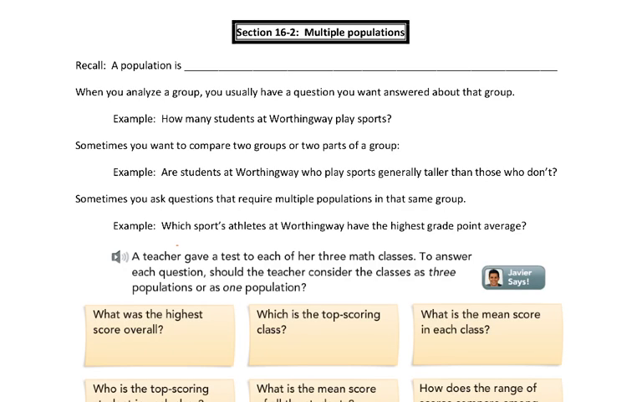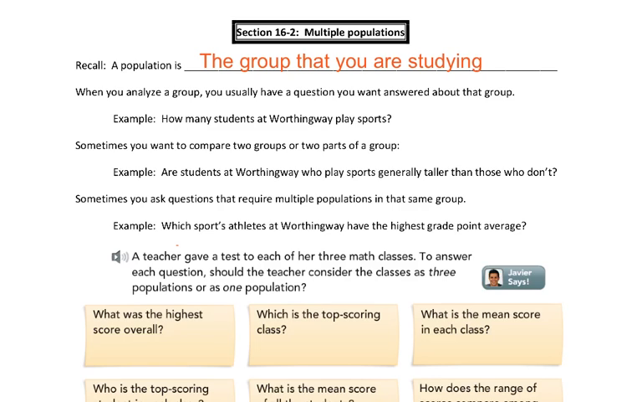In section 16.2, we're going to talk about how one group of people could represent multiple populations depending on the question that you're asking. So recall that a population is the entire group that you are studying. When you analyze a group, you usually have a question you want to answer about that group, and one example could be how many students at Worthingway play sports. So the students at Worthingway would be the population.